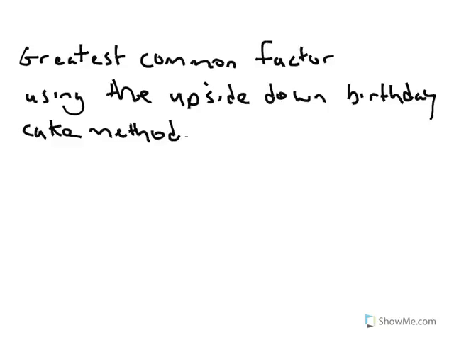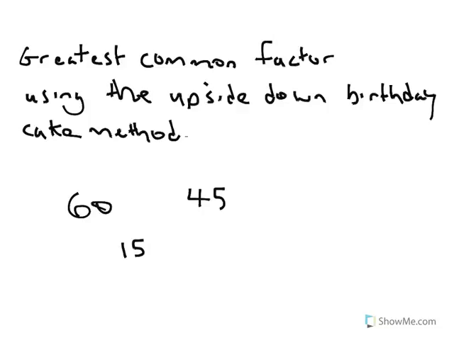What we're going to talk about right now is the greatest common factor and how to figure that out using the upside down birthday cake method. And just to review, the greatest common factor is the biggest number that goes into two different numbers. So for example, if we have 60 and 45, the greatest common factor is actually going to be 15, because 15 divides into 60 and 15 divides into 45, and 15 is the biggest number that divides into both.